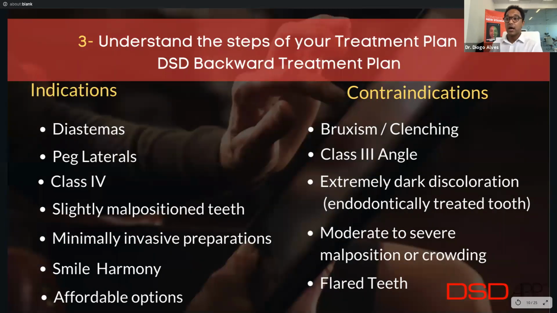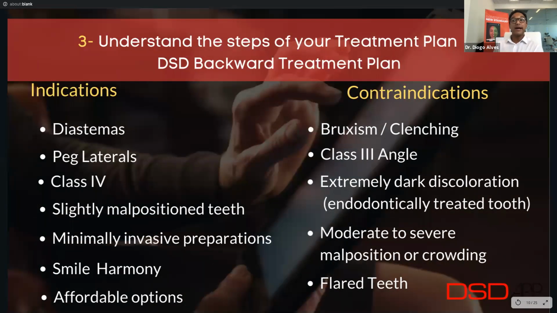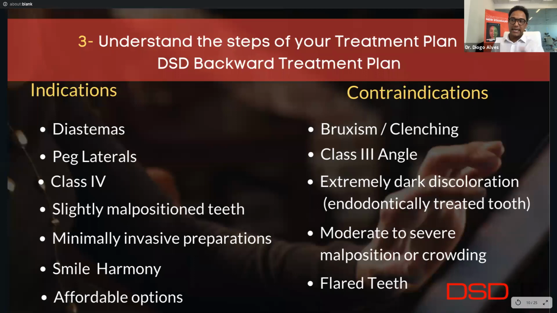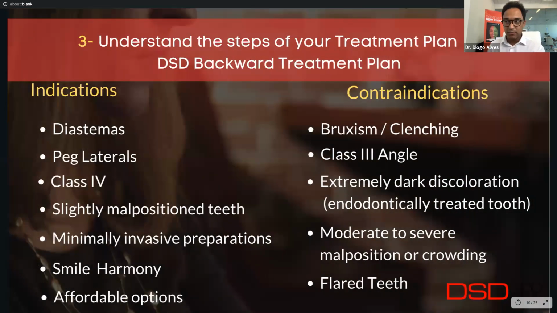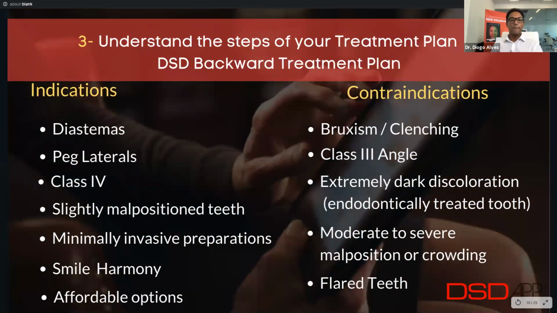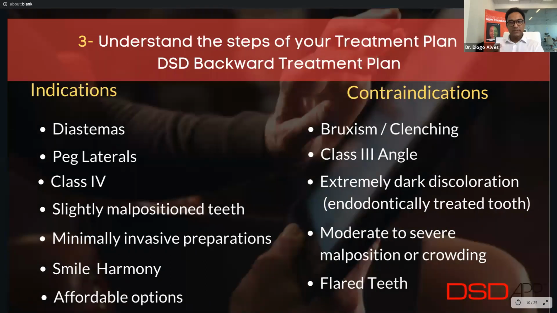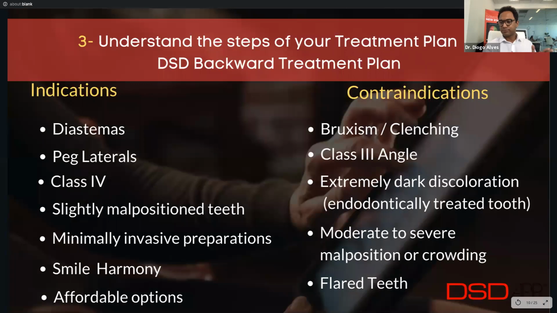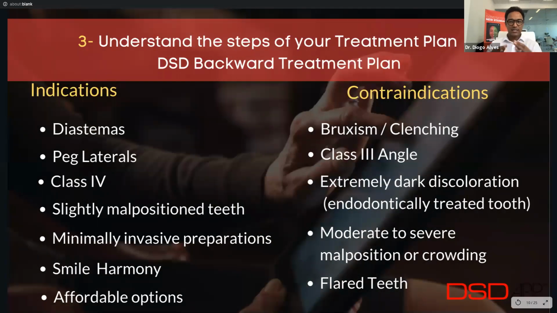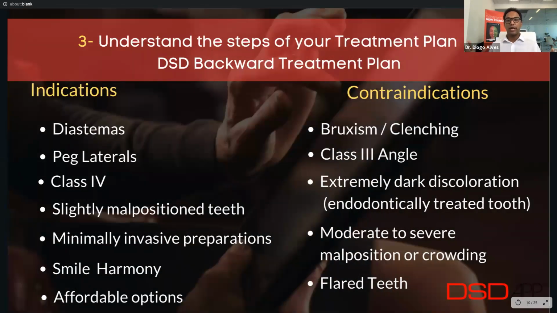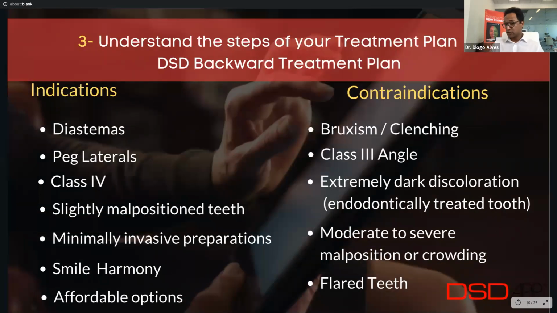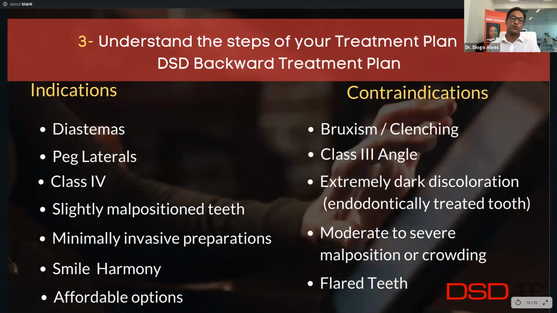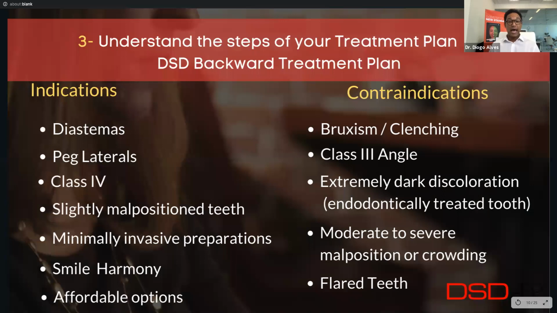So this is an interesting slide where it talks about the indications, such as diastemas, peg laterals, class 4, patients with slightly malpositioned teeth, minimally invasive prep, patients that need just a small smile harmony, and patients who cannot afford to do porcelain veneers at the moment.